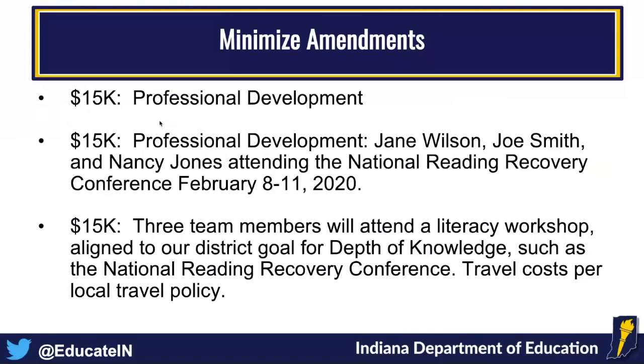The first example, you're just saying you're spending $15,000 on professional development. That description would be considered too vague, as your specialist would not be able to determine what specifically you are interested in doing with those dollars. The second description says professional development, and it has specific staff names attending a reading recovery conference. The last one, it just says there are 3 team members that will attend a literacy workshop, and it says that the goals are aligned to district goals for reading recovery and the travel costs per local travel policy. That way, with the third description, if it was determined that different team members would attend, you would not need to submit an amendment to make those corrections.